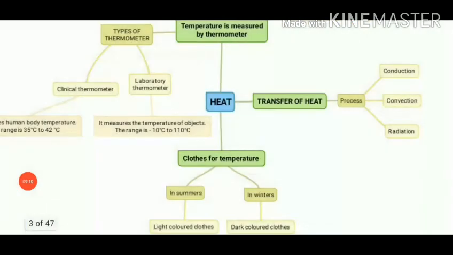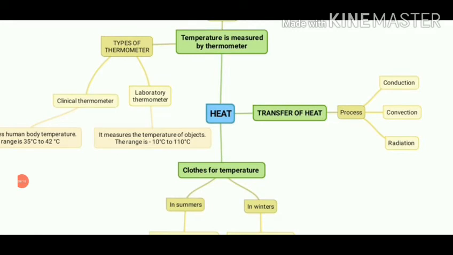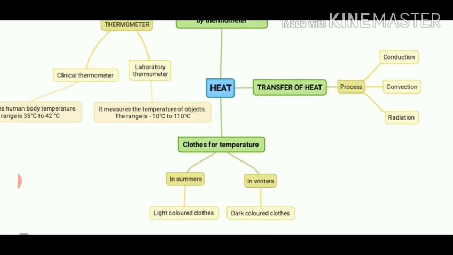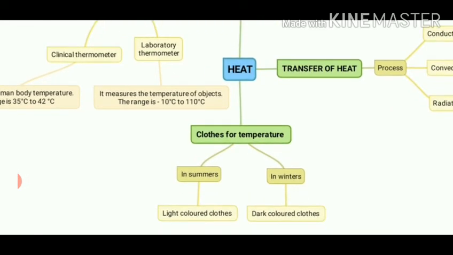So we have learnt that there are three modes of transfer of heat, that is conduction, convection and radiation. Now we will be moving on to our next topic, that is the clothes that we wear in accordance to the temperature.